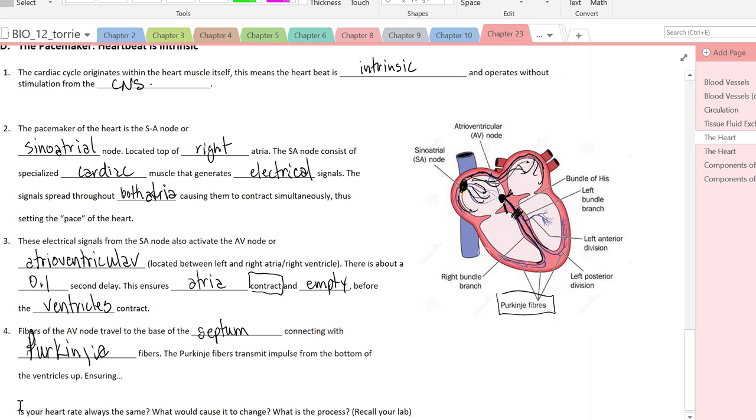Couple questions here down at the bottom to think about. Is your heart rate always the same? What would cause it to change? What's the process? Think about this in your lab, and also think about it from the perspective of what influences the respiratory rate.